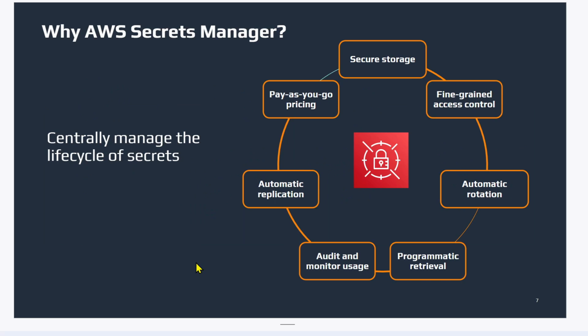Why AWS Secrets Manager? Why are you using it? Centrally manage the life cycle of secrets. You store your secrets with secure storage, fine-grained access control, automatic rotation, programmatic retrieval, audit and usage, automatic replication, and the price is pay as you go. That's the feature of cloud. So these are the reasons why you would like to use Secrets Manager.